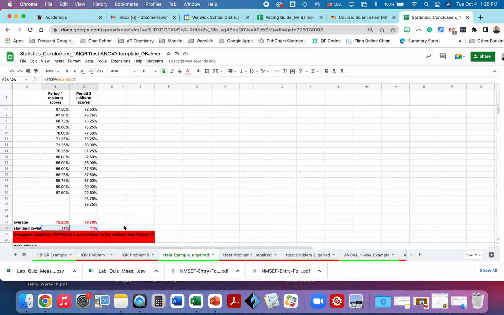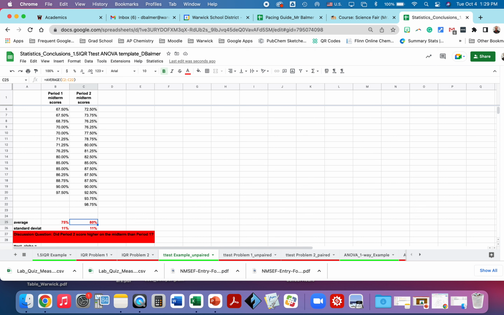One thing we didn't talk about in the last video is, now that we're rounded to the proper number of sig figs here, your average answer has to also match this level of certainty. So because my standard deviation is rounded to the nearest whole number, basically all of these decimal places are meaningless. So I'm going to round off my average to the same number of decimal places. So now I would report this as 75% plus or minus 11% and 80% plus or minus 11%.